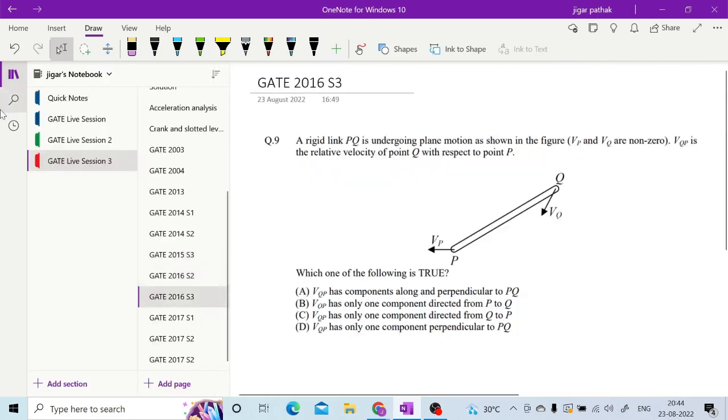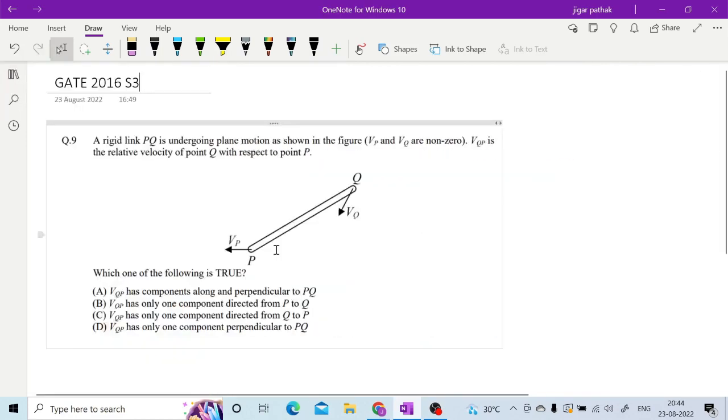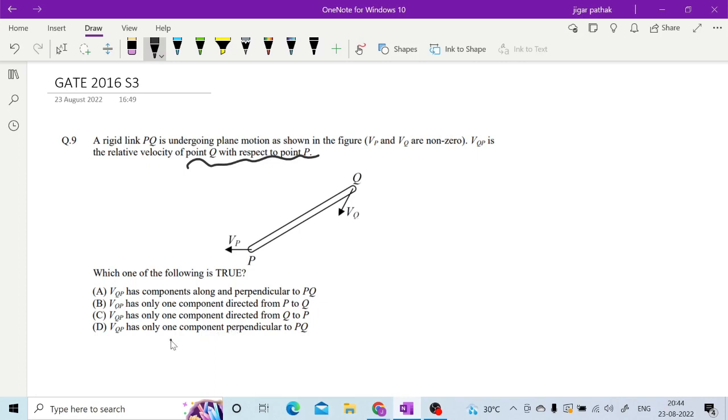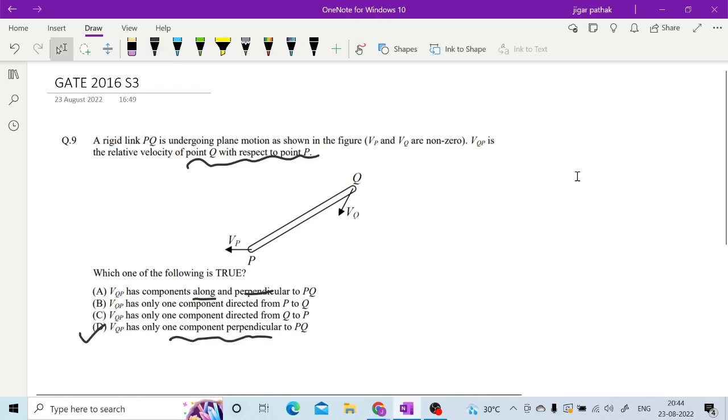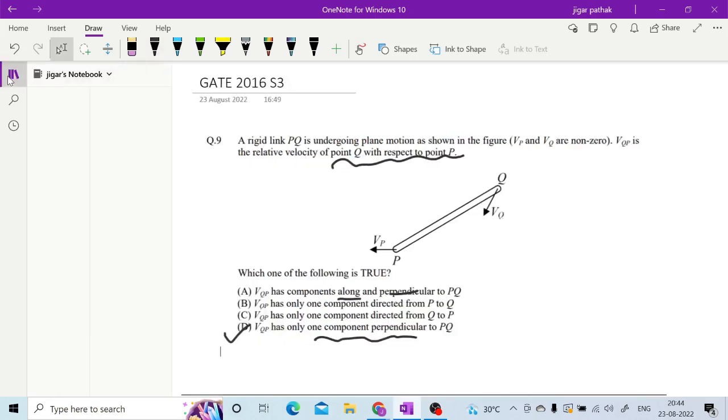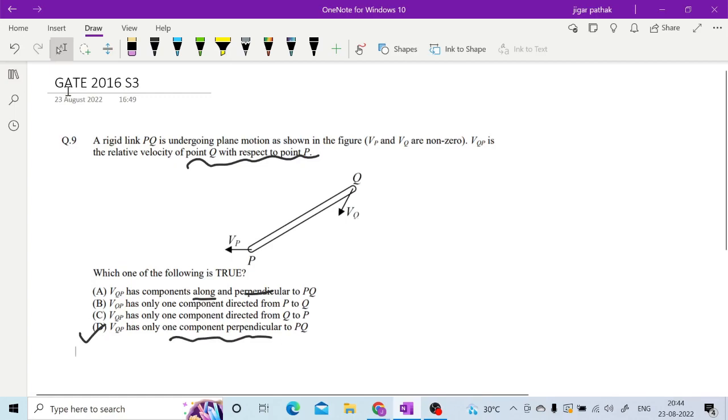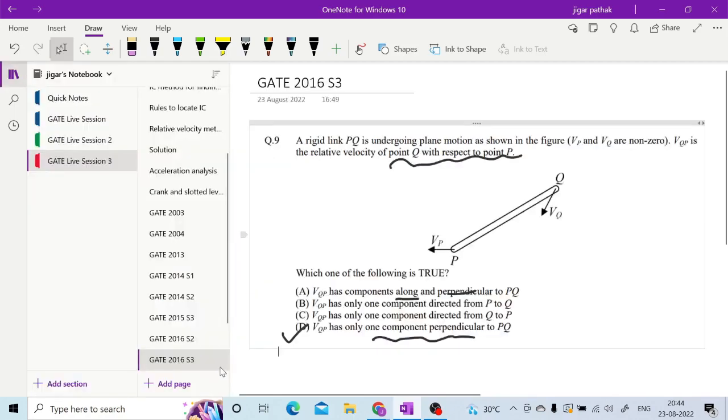Okay. Now, this is a very simple question, right? Linear velocity of Q with respect to A can have only one perpendicular component, right? In case of velocity, you cannot have both components, along and perpendicular, unless you have a slotted lever with your slider inside it. So this option is correct, right? I guess this is easy. Yes, sir. Okay. Now let us go to the next one very quickly.